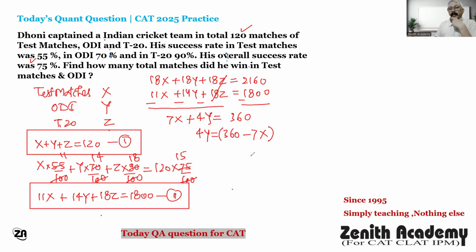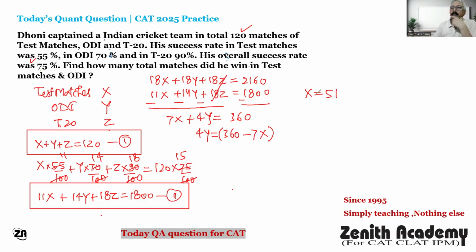Right. Now, the point is 360 minus 7x should not be greater than 360. Otherwise, you will get a negative. So here if I take x equal to 50, then 7 into 50 is 350. If I take 51, then it is 357, and 360 minus 357.